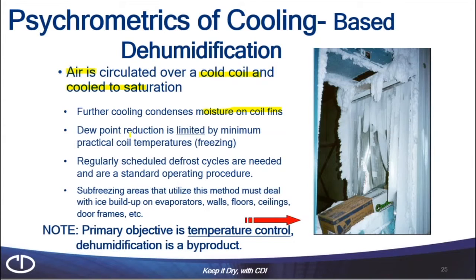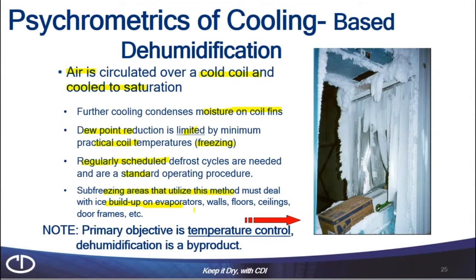The amount of moisture reduction we can do is going to be limited by the practical coil temperature, or freezing, if you will. Once we start freezing the coil, frosting the coil, now we have to get into regular defrost cycles in order to keep things operational. That becomes standard operating procedure. Then sub-freezing areas that utilize that method, now we're going to have to deal with all that buildup of ice on the evaporator, but also walls, floors, and ceiling.